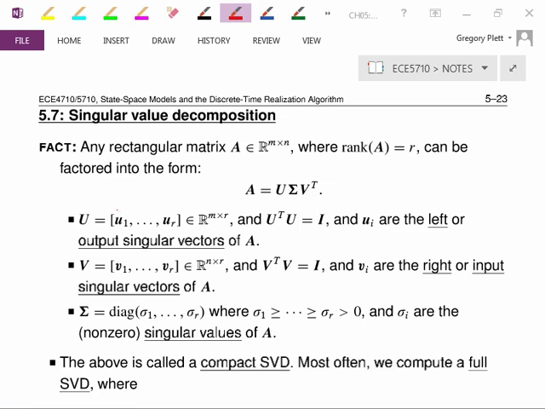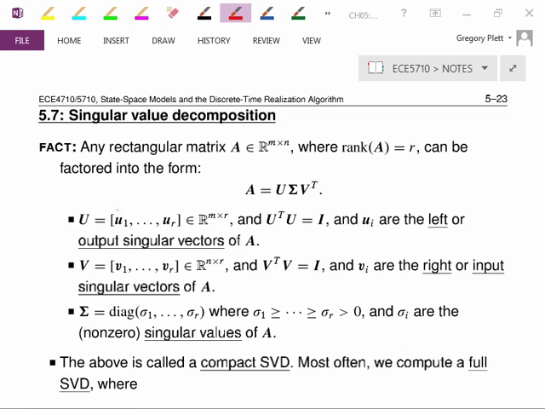And this is a fact, stated without any proof, that any rectangular matrix A, which has m rows and n columns, where rank A is some value r, can be factored into a form A equals U sigma V transpose. So we take one matrix A and we write it as a product of three other matrices.